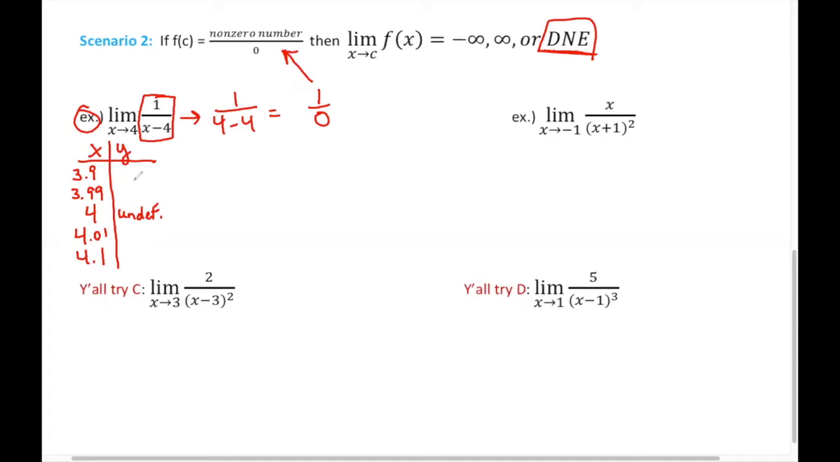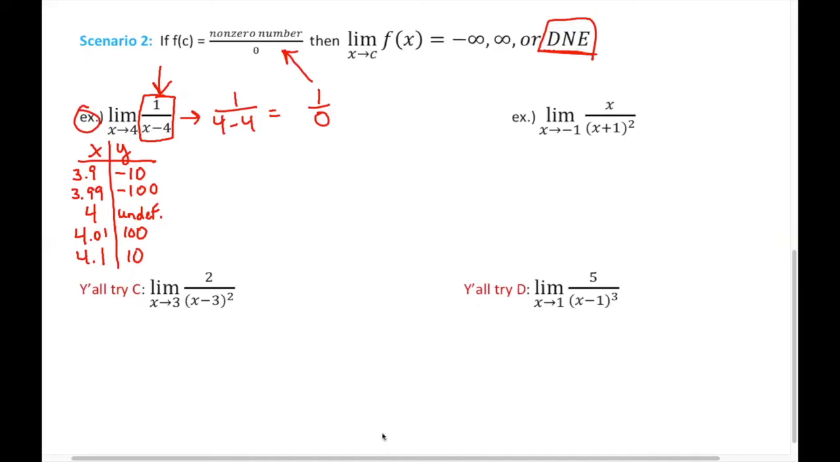To save time here, I'm just going to put in the function values. When you plug 3.9 into this original equation, you get negative 10. When you plug in 3.99, you get negative 100. Plugging in 4 is undefined because of the division by 0. For 4.01, you get 100, and for 4.1, you get 10.